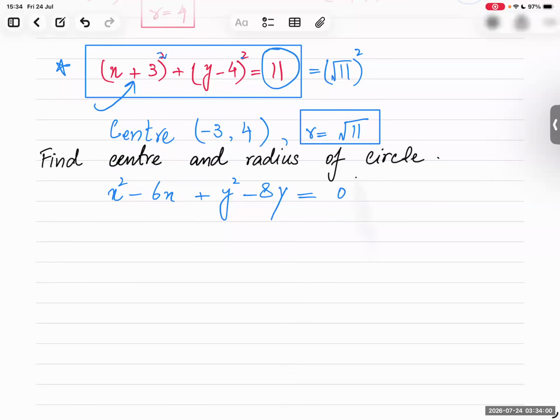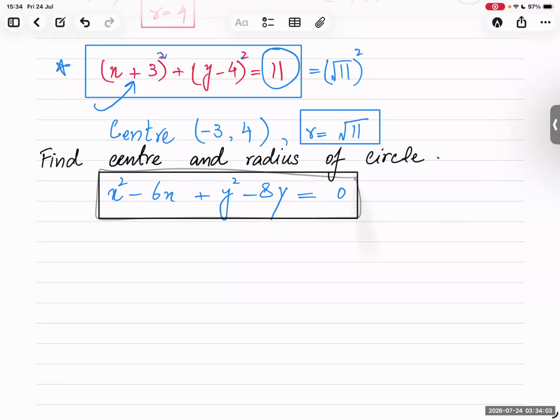So what I need to do is write it in complete square form first of all, right? So tell me, how would we write x square minus 6x? We learned it in the complete square topic. (x minus 3) square minus 3 square, plus (y minus 4) square minus 4 square is equal to 0, right?